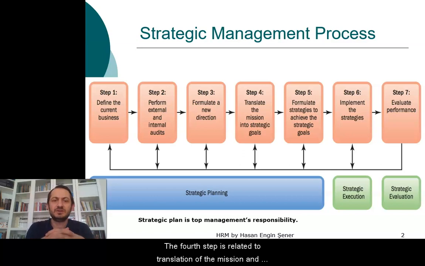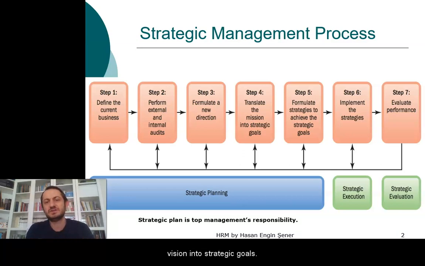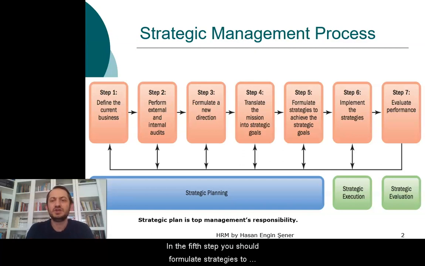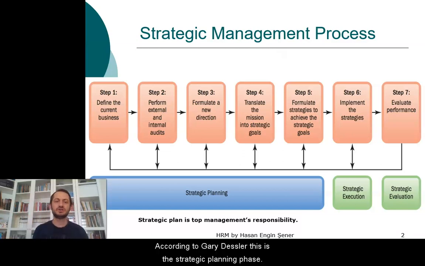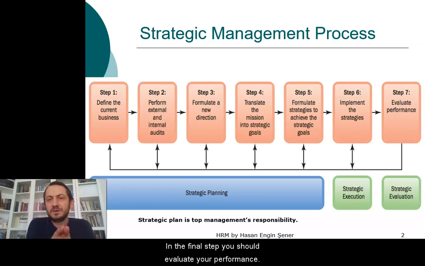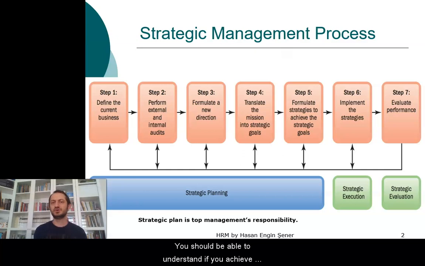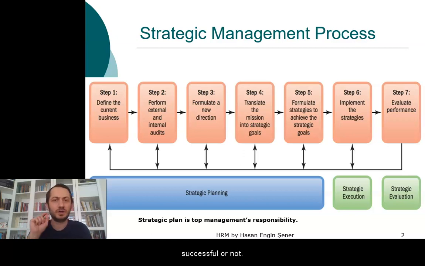The fourth step is related to translation of the mission and vision into strategic goals. In the fifth step, you should formulate your strategies to achieve your strategic goals and objectives. According to Gary Dessler, this is the strategic planning phase. And after the formulation, you should execute those strategies. You should implement those strategies. In the final step, you should evaluate your performance. You should be able to understand if you achieved your objectives or not. You should be able to understand if you're effective or not, if you're successful or not. Without evaluation of your performance, you cannot understand if you are successful or not.